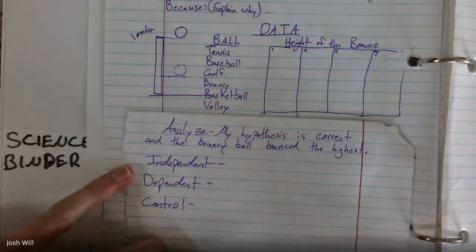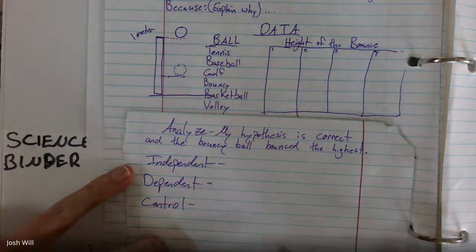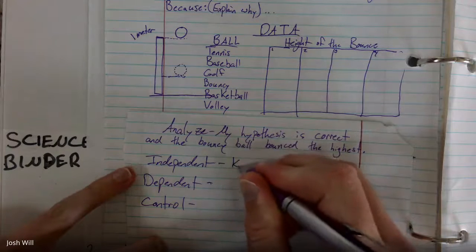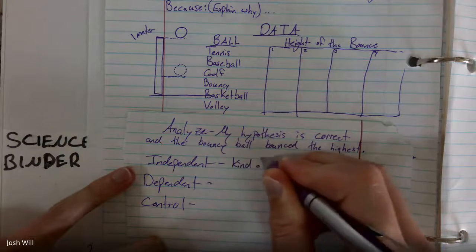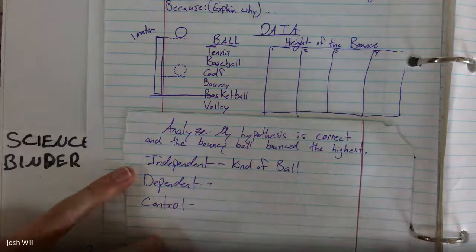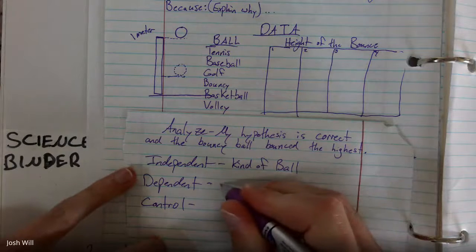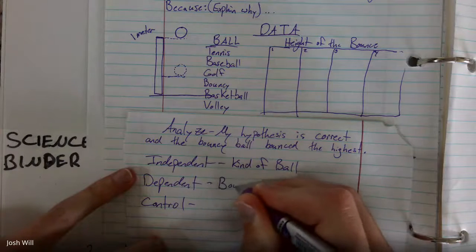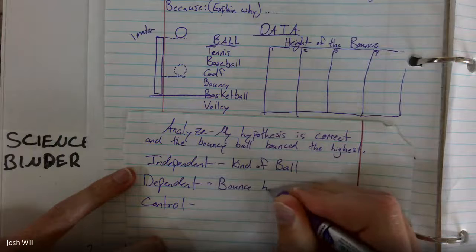So our independent variable is the one that we change on purpose. And that actually ended up being the kind of ball that we're dropping. Our dependent variable is what we're measuring. And in this case, it's the bounce height.